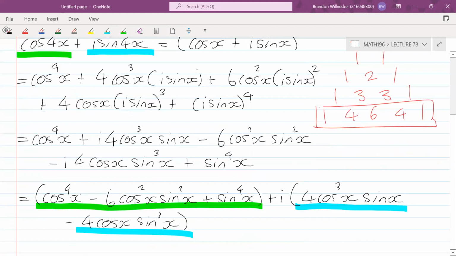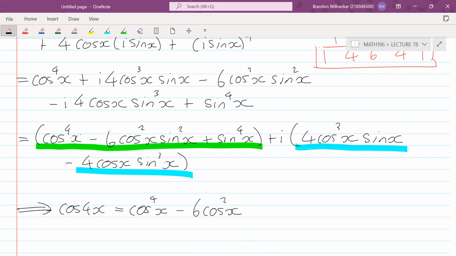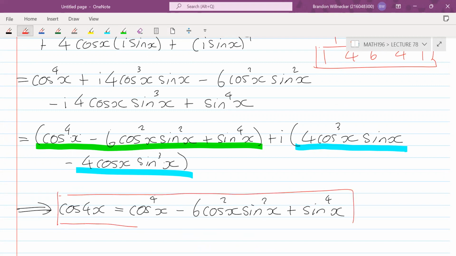So cos 4x, that's in green. So cos 4x is going to be equal to cos to the 4x minus 6 cos squared x sine squared x plus sine to the 4x. Okay, so that's our final answer. That's what we wanted. Okay, so you can just leave it like that.